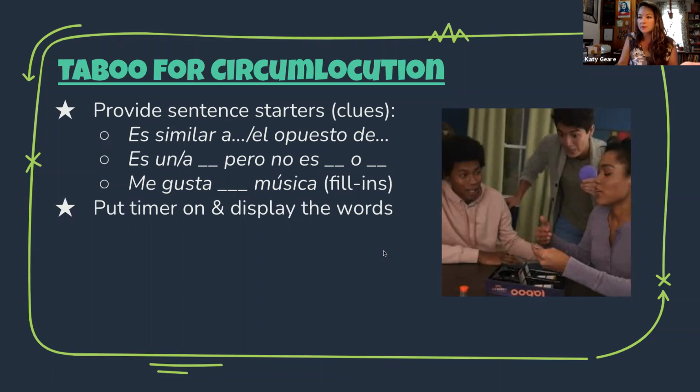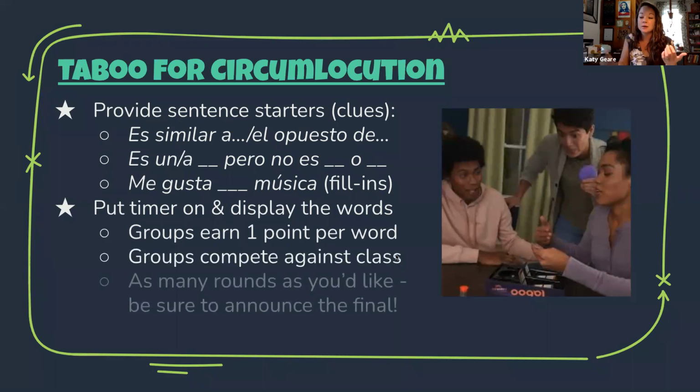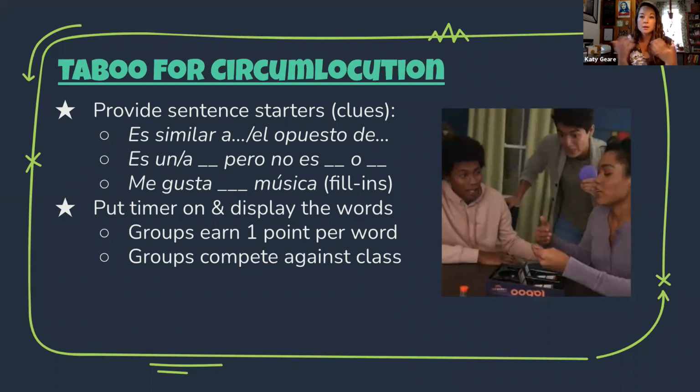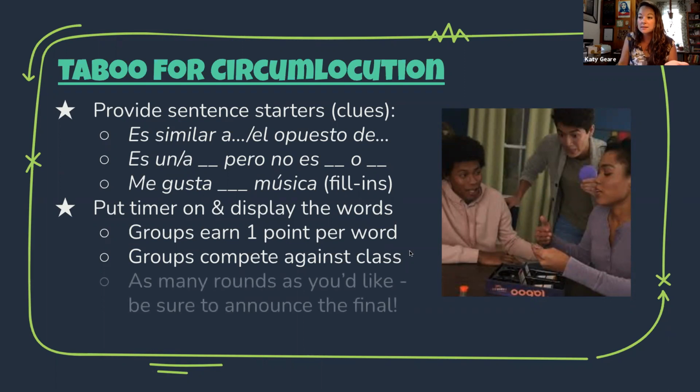So when you play, you'll put the timer on the board and also display the words if you're playing with the slides. The groups are working together against the class, and they earn 1 point per word guessed. So you give them 30 seconds, or a minute, and you give them 5 words. If they get all 5 words, they get 5 points. They can jump around. If they get stuck, they skip to the next one and come back if they have enough time at the end.